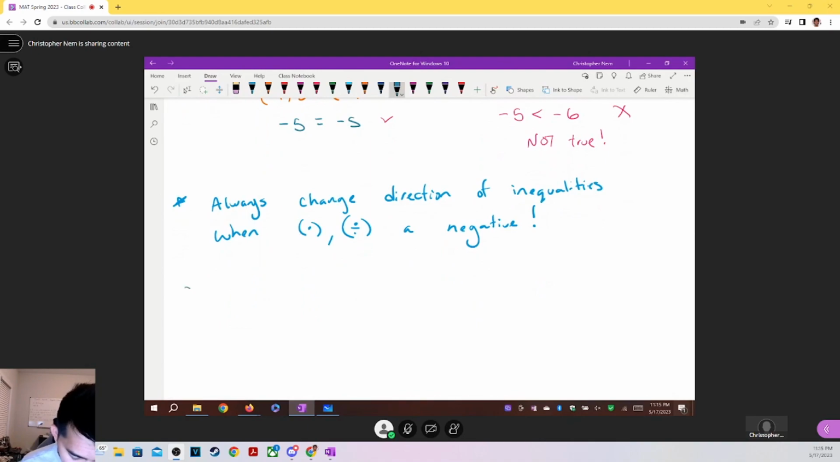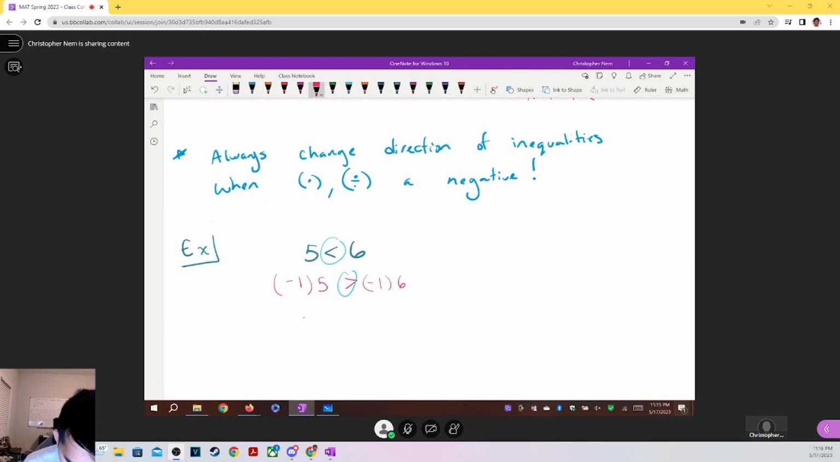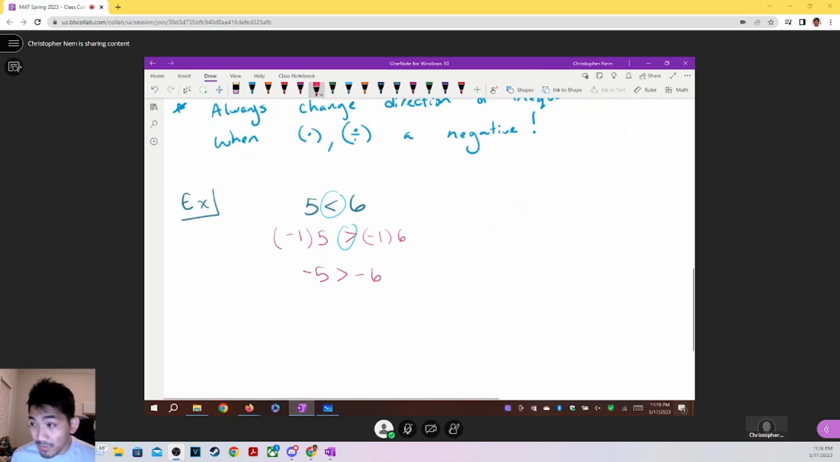All right? So let's see if that still works out. 5 less than 6. If I were to multiply that by -1 and change my direction, now -1 times 5 and -1 times 6, boom, boom, I get -5 is greater than -6. This is now true. Negative 6 is closer to negative infinity, so it's smaller. So this holds. So this is a very powerful thing when we're solving inequalities. If we multiply or divide by a negative, we have to swap the directions.